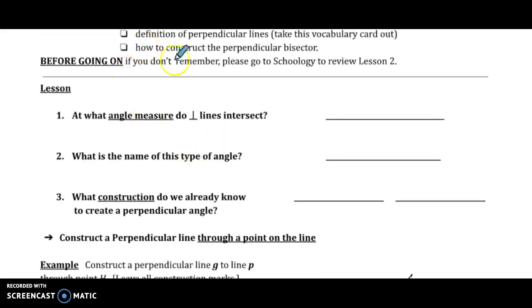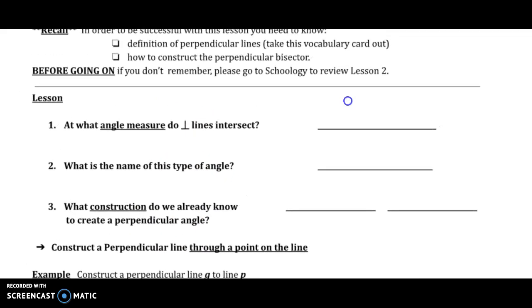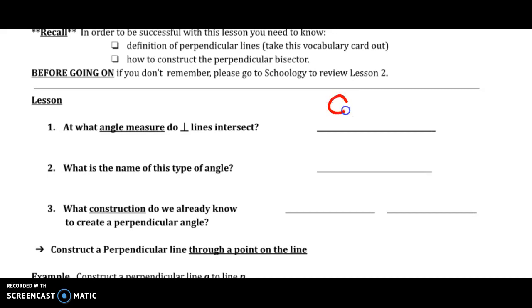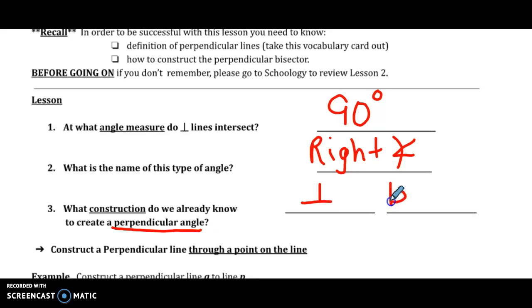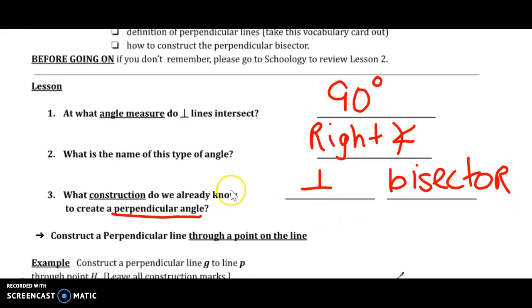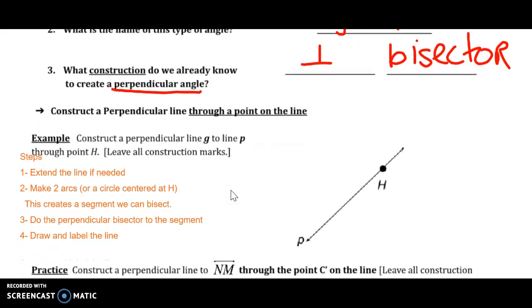So, at what angle measure do perpendicular lines intersect? That is going to be 90 degrees. What do we call a 90-degree angle? A right angle. And what construction do we already know to create a perpendicular angle? That would be the perpendicular bisector. As I said before, that construction is used over and over again in other constructions.